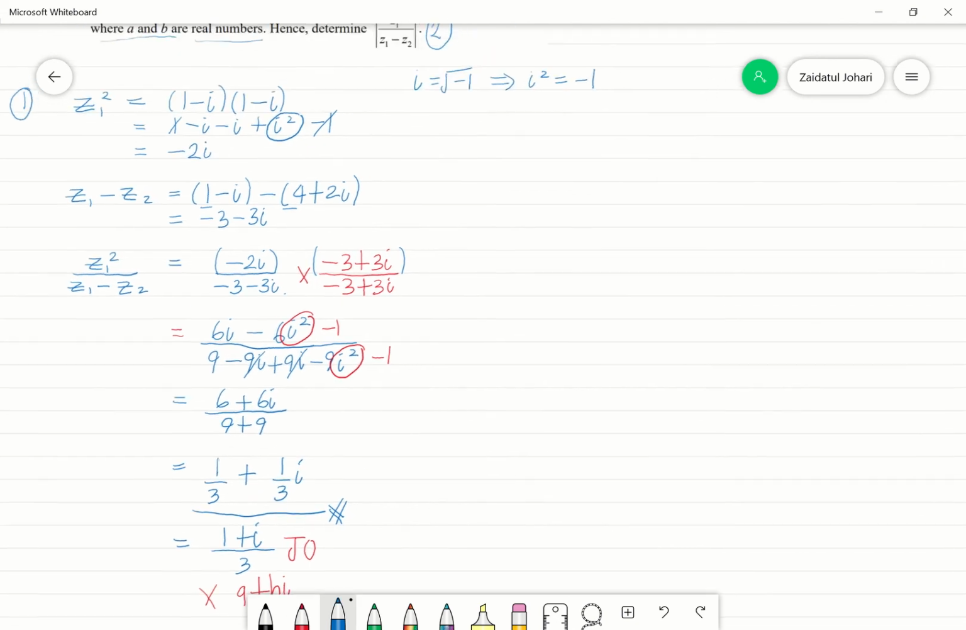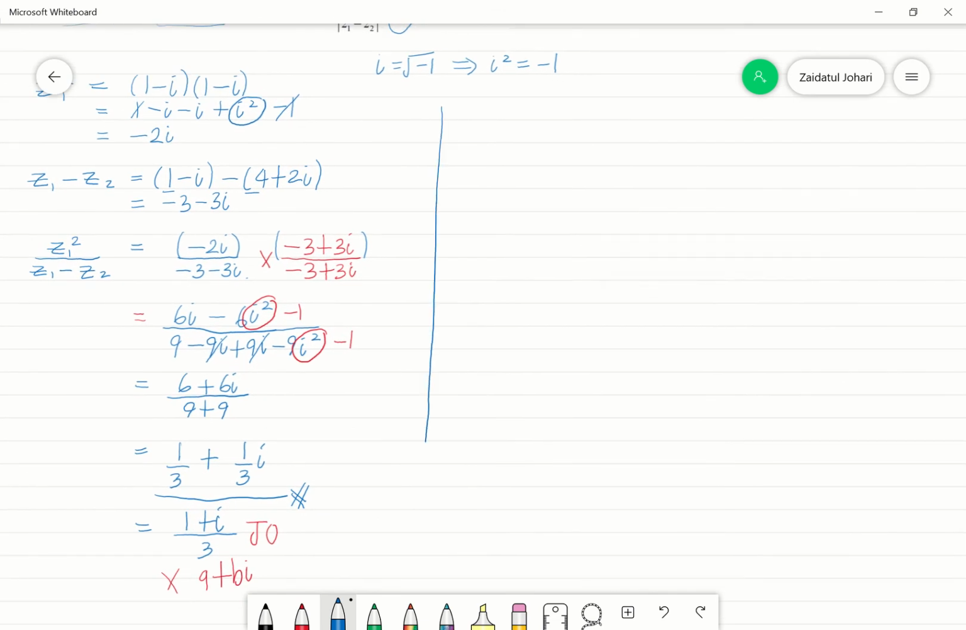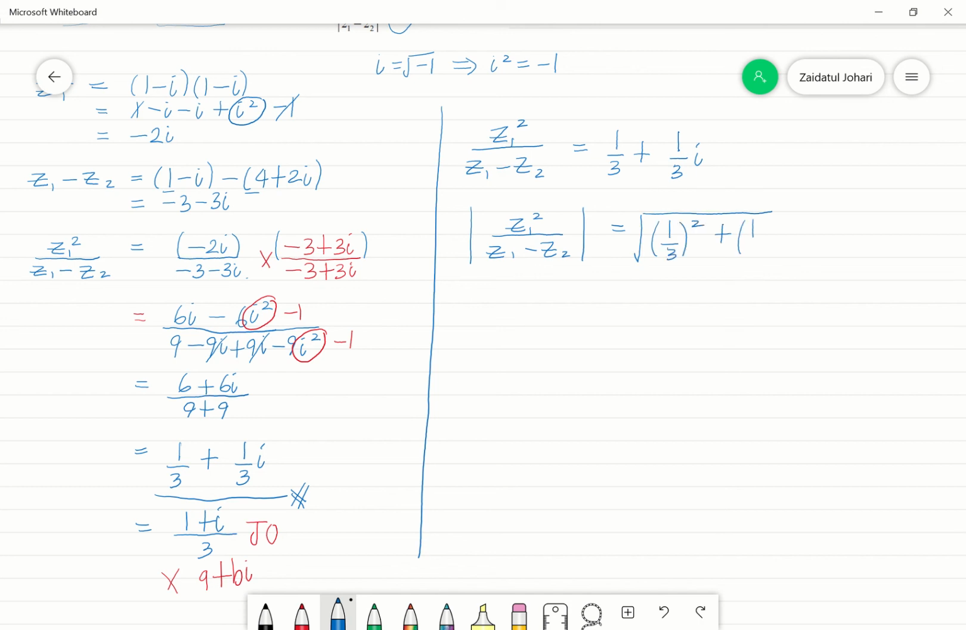Okay, so now let's continue with the second part of the question. Let's rewrite the previous answer: z1 squared over z1 minus z2 equals 1 over 3 plus 1 over 3 i. Okay, and then the next part of the question asks us to find the modulus. Modulus is just a matter of using the formula. So the formula is the square root of a squared plus b squared.